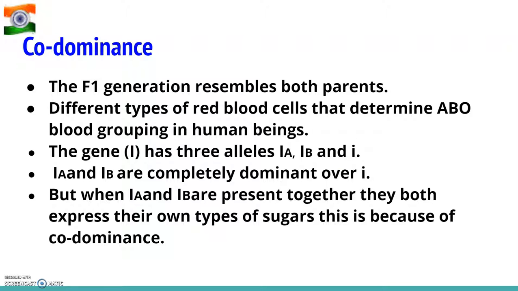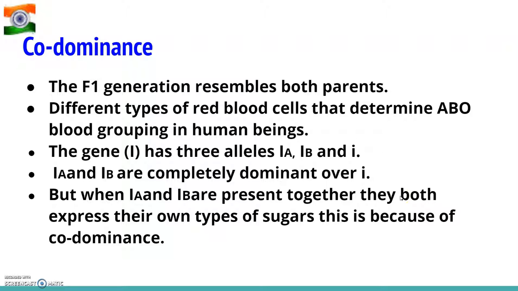So IA and IB are completely dominant over i. They dominate over small i, which is the O blood group. In other words, when IA and small i are together, only A is expressed. When IB is present with small i, only B expresses itself. But when both A and B are present together, they both express themselves.